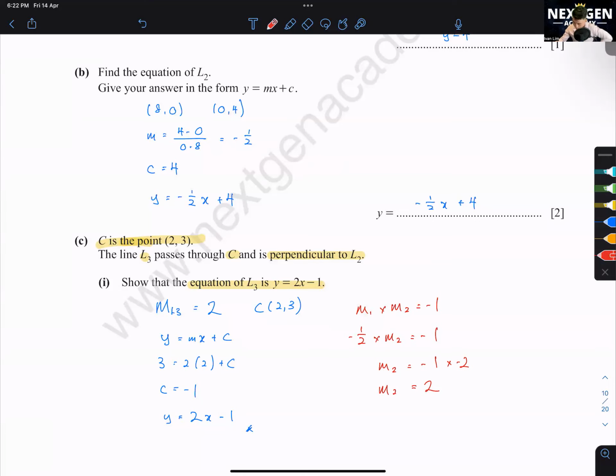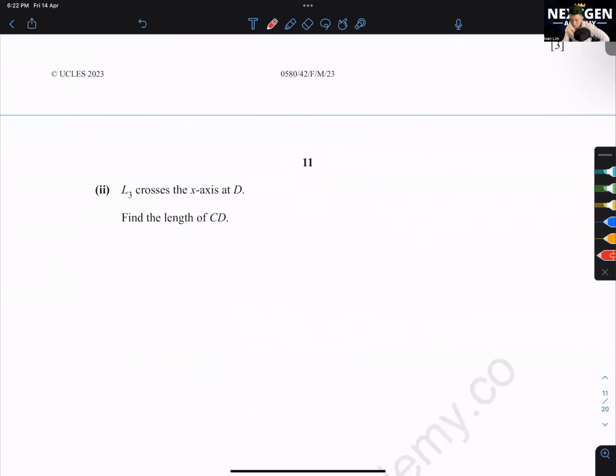All right, next one. L3 crosses the x-axis at D. Remember, x-intercept, y-intercept, what is always true? X-intercept, y equals 0. They say crosses the x-axis, right? So this is y equals 0. Find the length of CD. Find the length of CD.